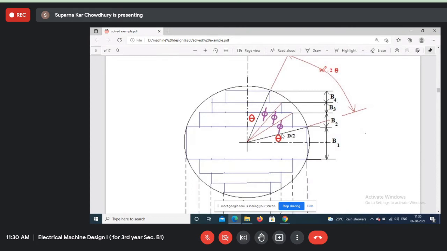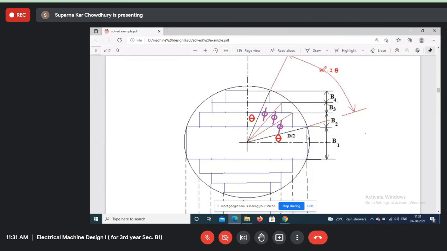First we calculate this angle. How do we calculate? For the first step, this distance is A1 by 2. We know A1, so this is A1 by 2. This point should be on the circle, so this is D by 2. So this angle we can calculate, because A1 by 2 is equal to D by 2 cos theta. So we have the angle, cos theta.